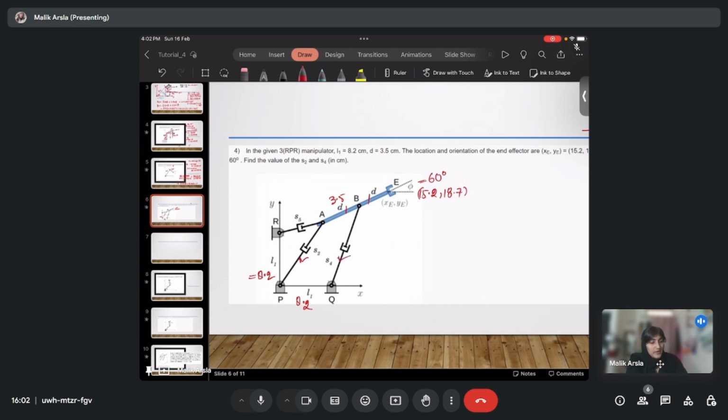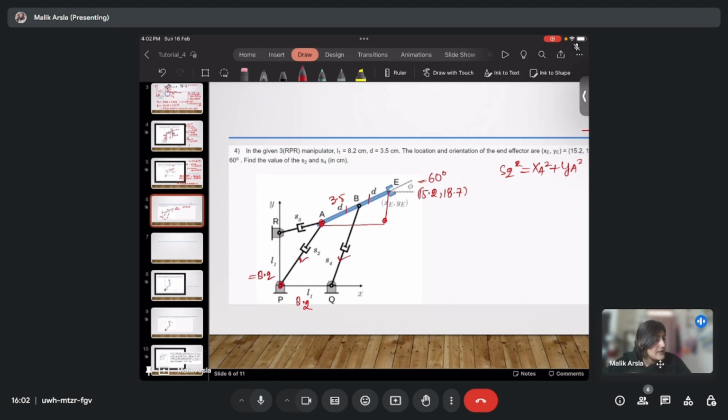See, the coordinates of this point are 0. So if I figure out the coordinates of point A, I can simply write xa square plus ya square is equal to S2 square. So S2 square will be xa square plus ya square. So basically I need to find out xa and ya. Now how can I find xa and ya? The coordinates of the end effector are given to me, so this is xe and ye.